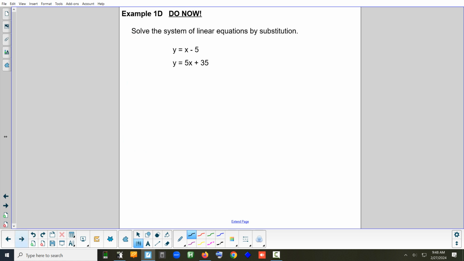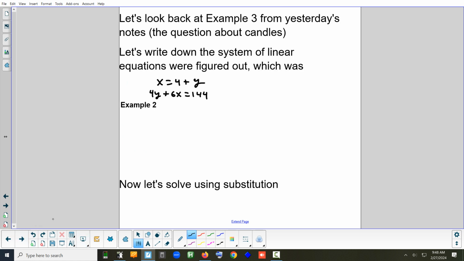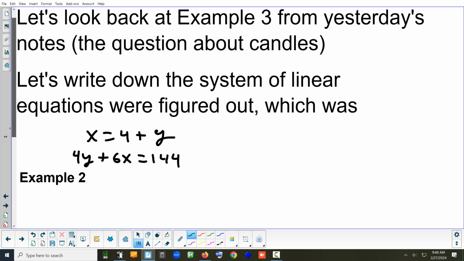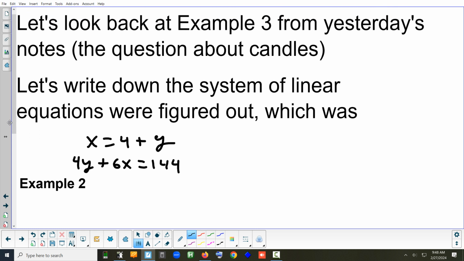All right, so the last one is one that we started yesterday. It was the one about the candles. We were selling small candles and large candles, and we came up with these two equations. But I said to stop there. I said, we're not going to solve it. Why didn't we graph these and try to solve it?